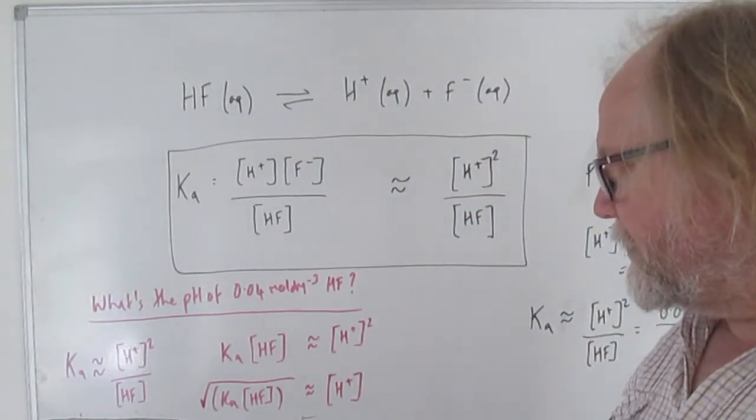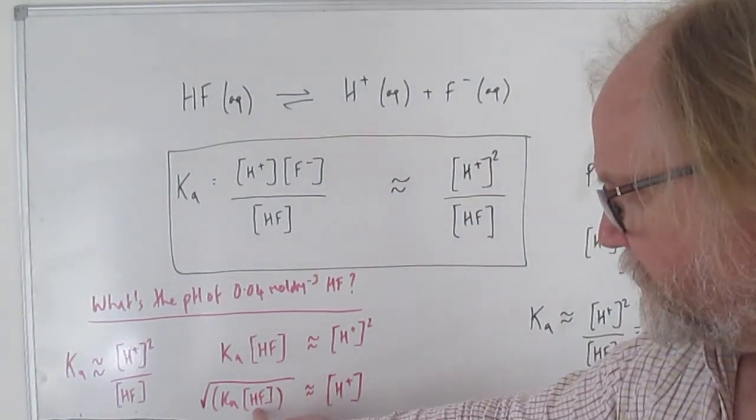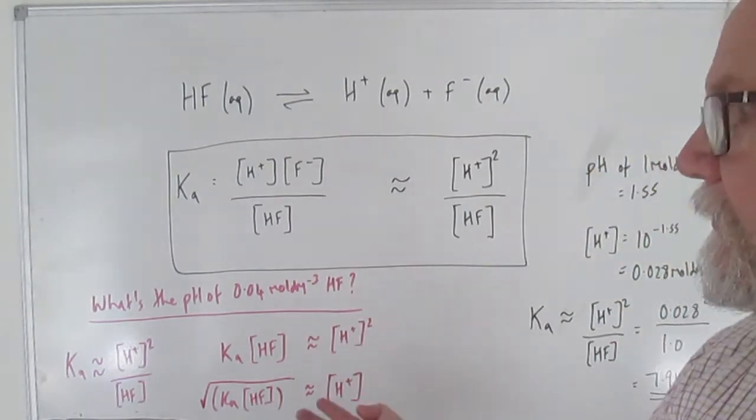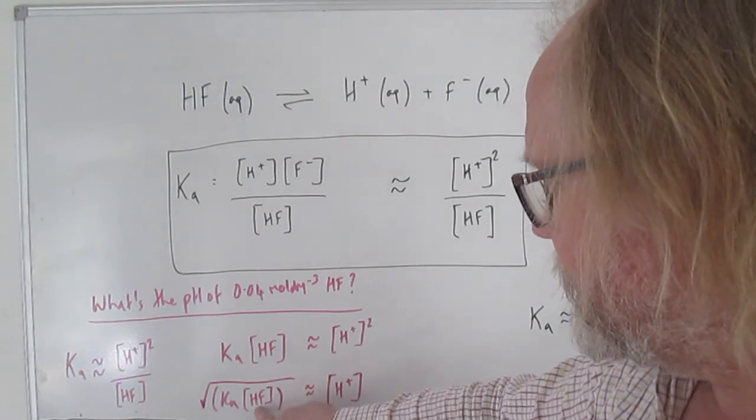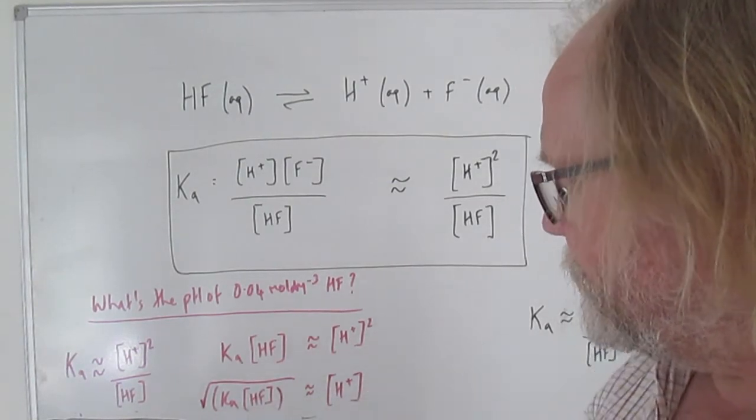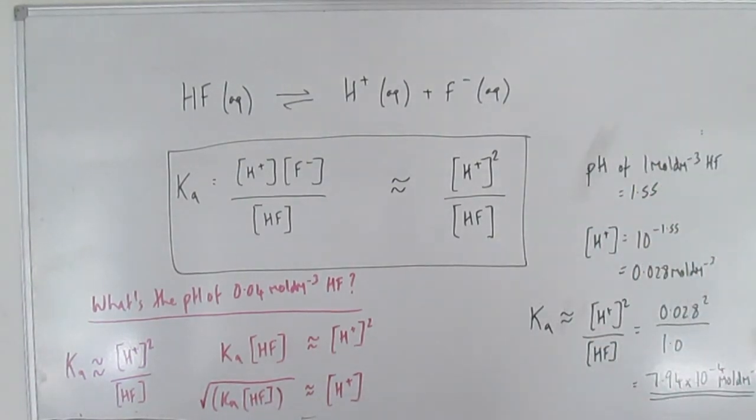So provided we know what the overall concentration of the acid is, remember we're ignoring the fact that some of it's ionized, assuming that's a small correction which we can ignore, and if we know the value of Ka as well, then we can calculate what the H+ concentration will be, and hence what the pH will be.